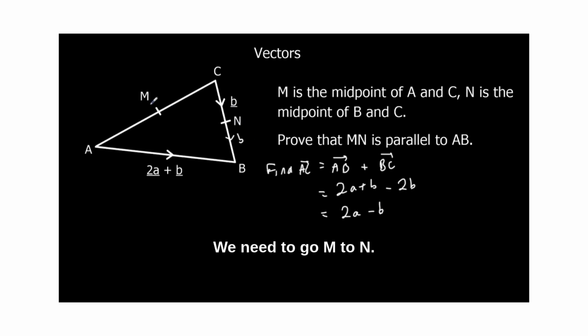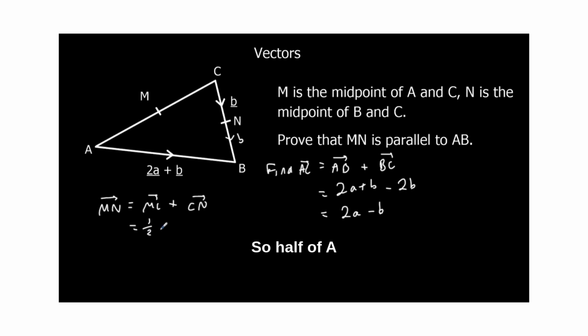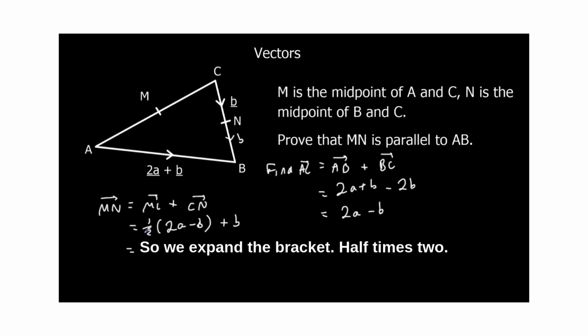We need to go M to N. So we're going to find M to N. We already know A to B, and then we'll see what parallel means after. So let's go from M to N. So M to N is going to be M to C, and then C to N. So M to C is half of A to C. So half of A to C, and then plus a b. So we expand the bracket, half times 2, that'd be 1. Half times minus b is minus a half b.